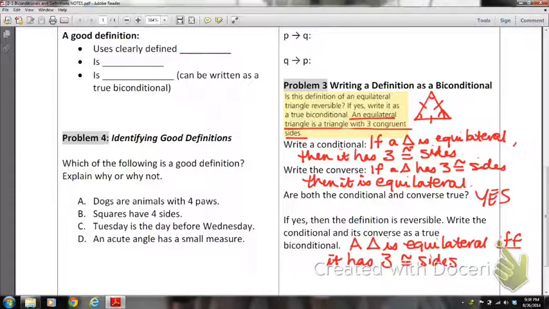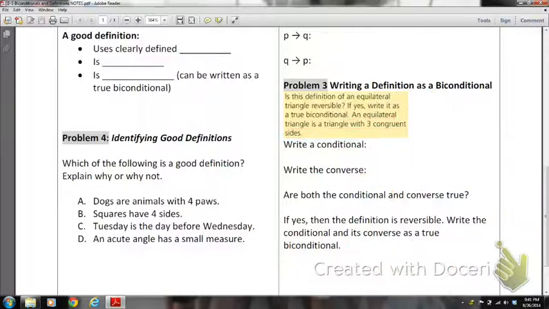So now let's look at problem 4. Problem 4 is over on the bottom of the left part of your page. It's identifying a good definition. Which of the following is a good definition, and explain why or why not? The first one, A, says dogs are animals with 4 paws. That one is not a good definition. Why not? You can give any number of counterexamples of animals with 4 paws that aren't dogs, like cats. Cats have 4 paws, but they're not dogs.